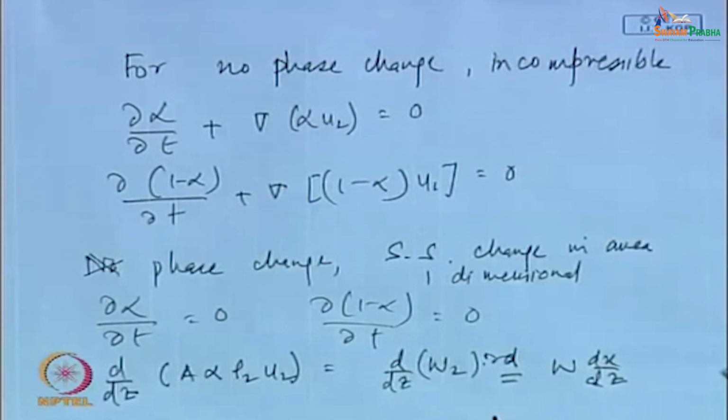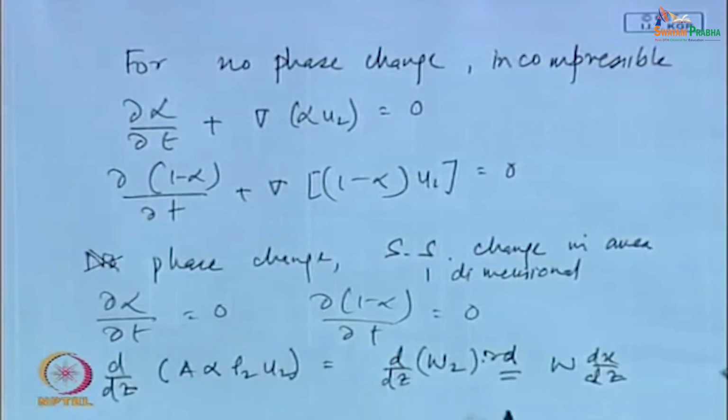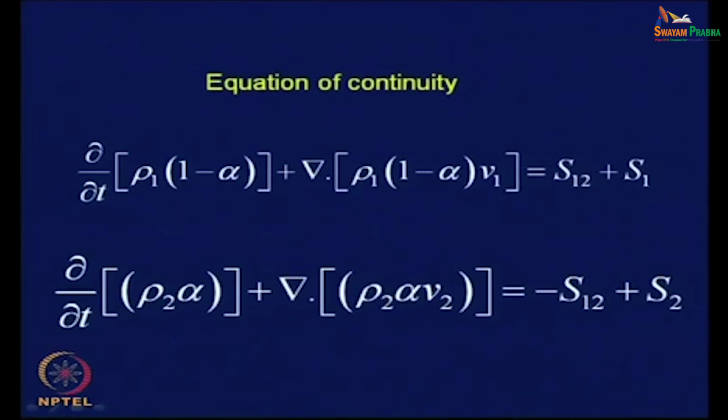Similarly, you can write down the equation for phase 1 as well. So, therefore, these were the different ways. I think I have got a slide for these also. So, this is the general equation of continuity. If you notice my PPT, you are going to see this is the general equation of continuity.